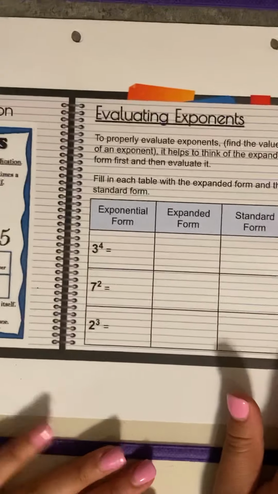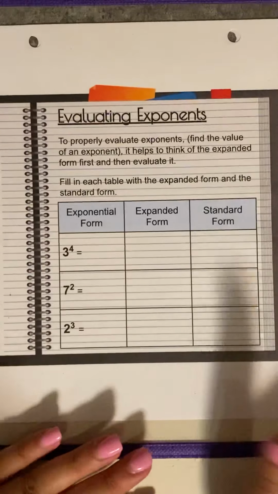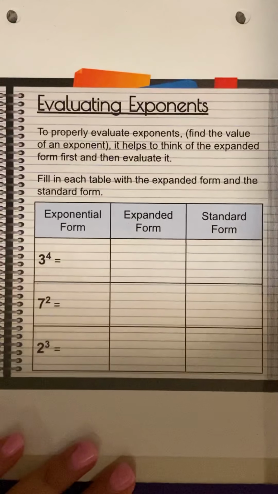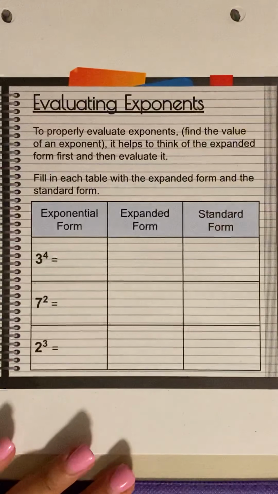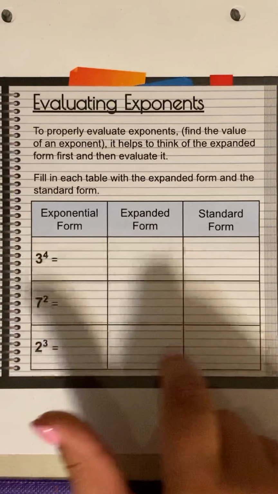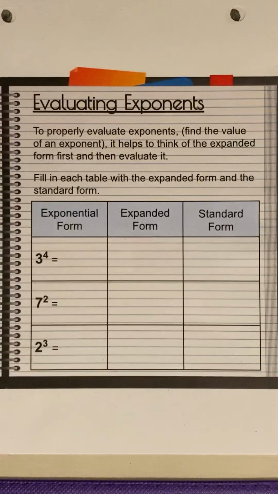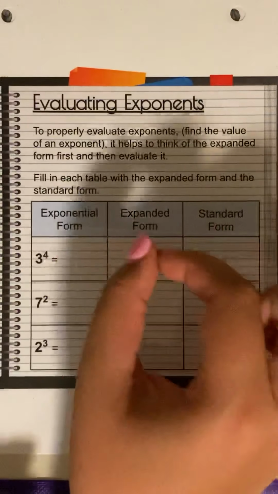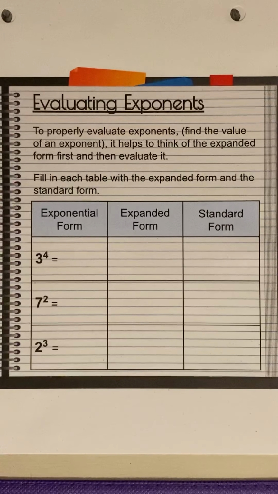So let's look at it when we evaluate our exponents. To properly evaluate exponents, or solve, remember, we are going to find the value of an exponent. It helps to think of the expanded form first and then evaluate it. So we're going to fill in each table with the expanded form and the standard form. Remember, expanded form is when you write it out, you expand it with our repeated multiplication. Our standard form is going to be our answer.